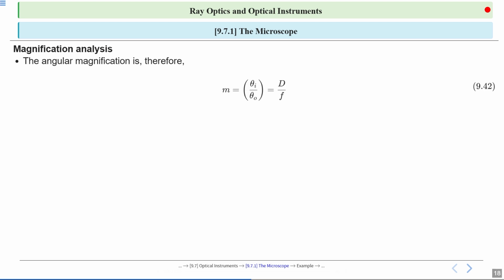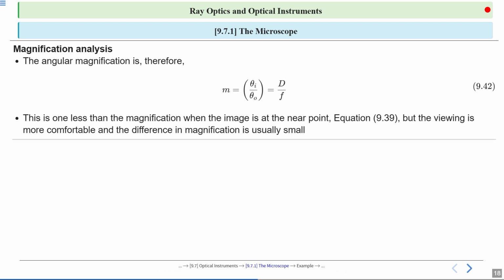Here we have the formula for angular magnification. M equals theta I upon theta naught equals d upon f. In this equation, theta I is the angle subtended by the image, theta naught is the angle subtended by the object, d is the least distance of distinct vision, and f is the focal length of the lens. This formula shows how the focal length and the distance of distinct vision affect the magnification.